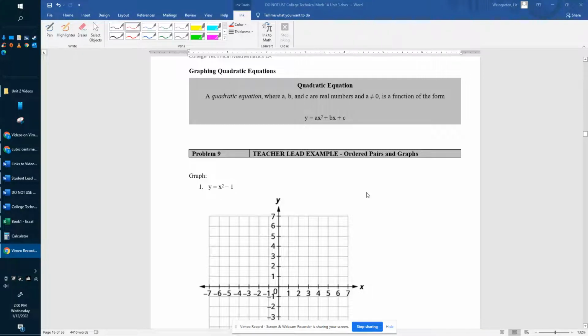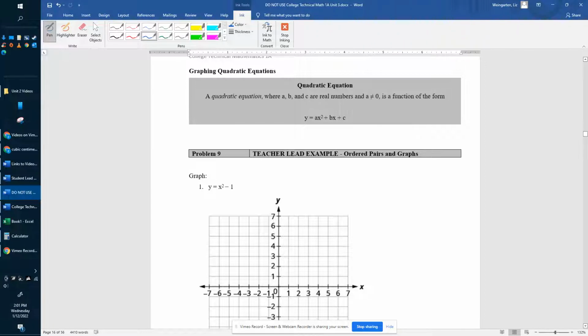Next, we're going to work on graphing quadratic equations. Quadratic equations have one variable that is squared, and the constant in front of it, as you can see here, the letter a, cannot be 0. Because what happens if a is 0? Then that x squared is going to go away, and you're just going to have a regular, everyday, linear equation.